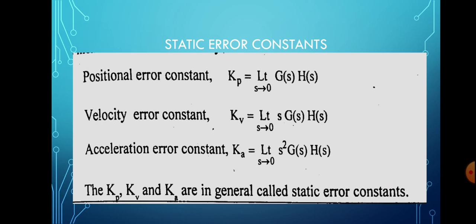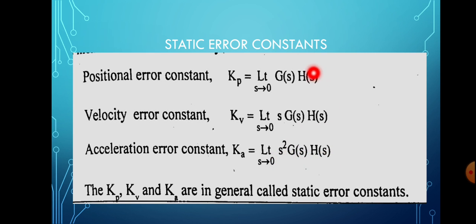So next is the static error constants. There are three static error constants: positional error constant Kp, velocity error constant Kv, and acceleration error constant Ka. The positional error constant Kp equals limit s tends to 0 G(s)H(s), velocity error constant Kv equals limit s tends to 0 s G(s)H(s), and acceleration error constant Ka equals limit s tends to 0 s squared G(s)H(s).